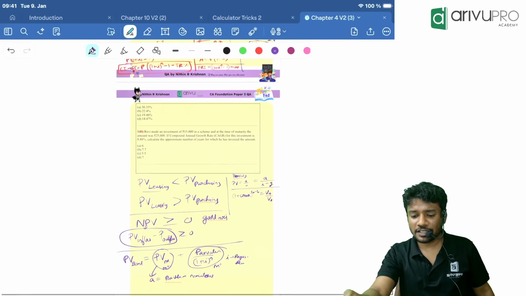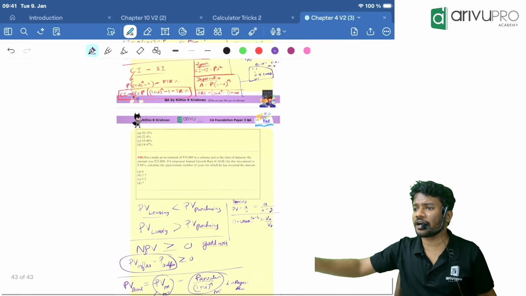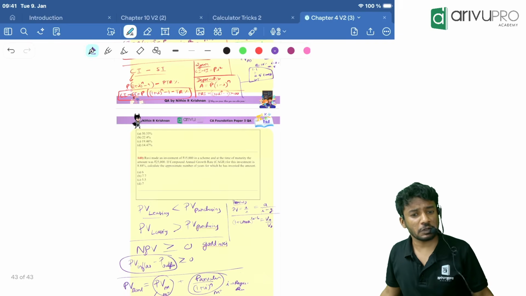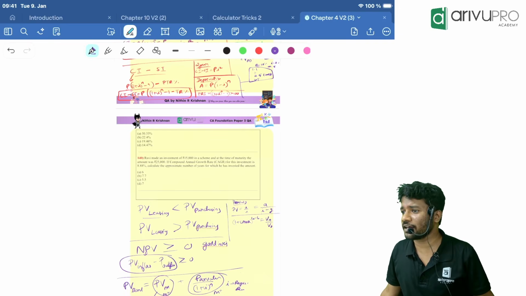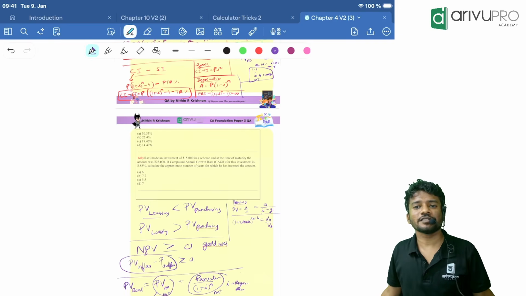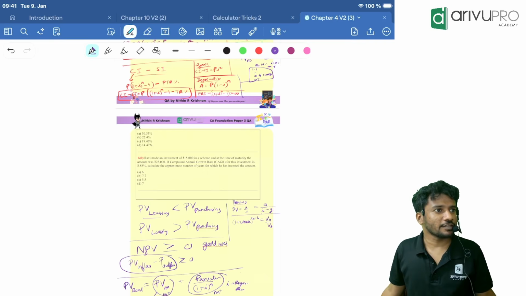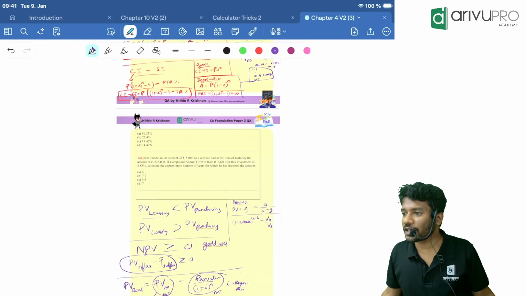Look, very easy. If you know this much itself, pakka you will get the 15 marks. No complication. Everything is direct. Just use calculator. Be a pro in the calculator. That is the thing. I hope everyone understood this.